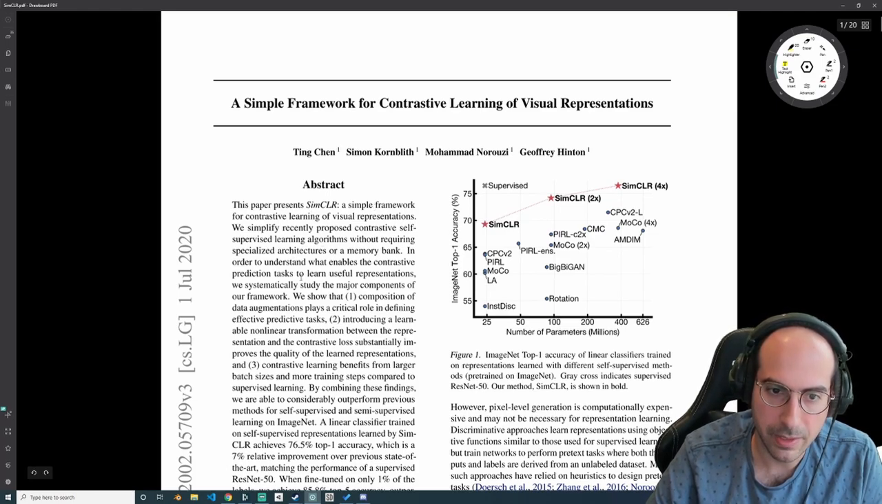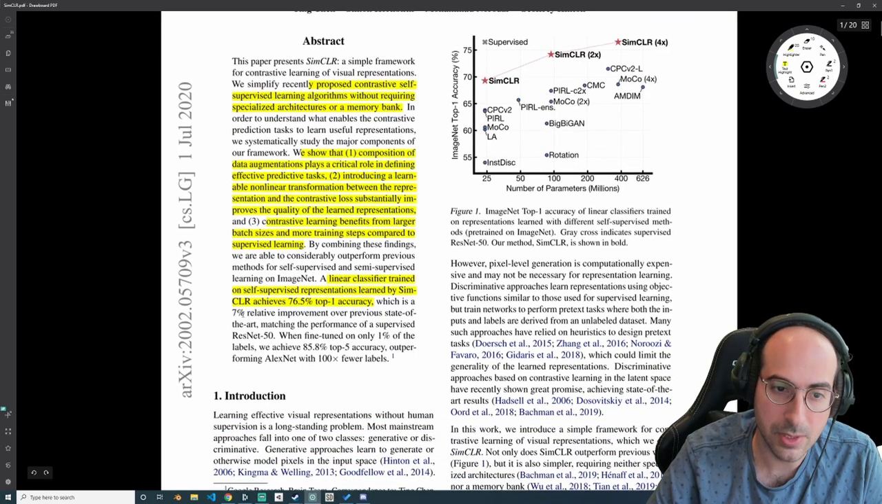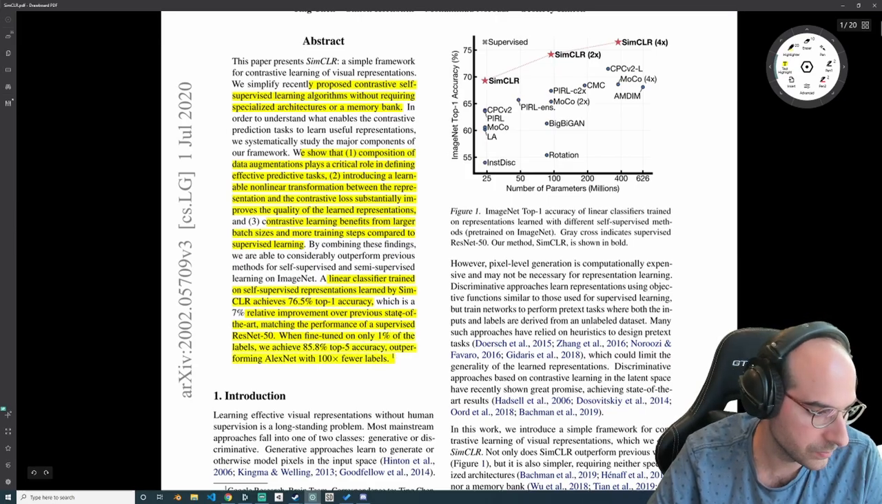But the main idea is that we have this word, contrastive self-supervised learning without requiring a memory bank. Okay, so that's one aspect to it. Then they talk about how we have a composition of data augmentations, a nonlinear transform between representations and the loss, and that contrastive learning benefits from large batch sizes and more training. We combine these findings, and they find that the linear classifier trained on self-supervised representations learned by SimCLR achieves 76.5% top-1 accuracy, which is a 7% relative improvement over previous state-of-the-art algorithms. Matching the performance of supervised ResNet-50 when fine-tuned on only 1% of the labels, they achieve even better.